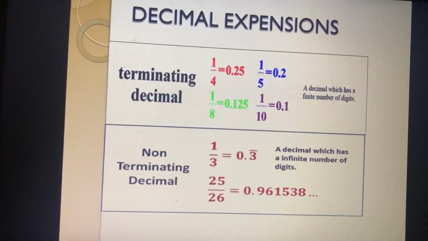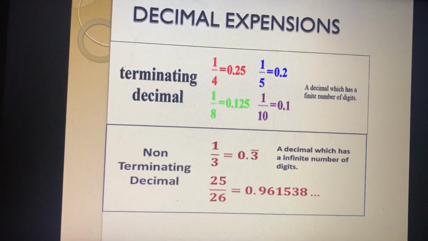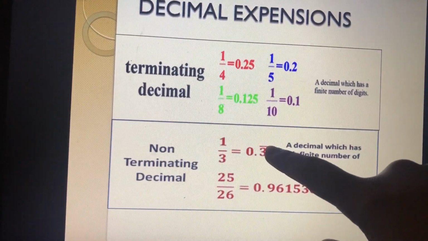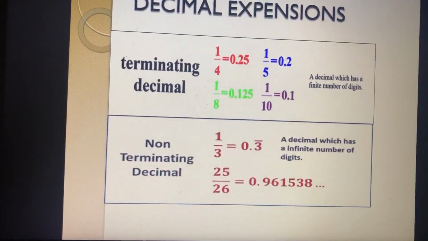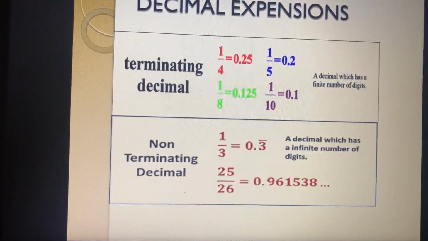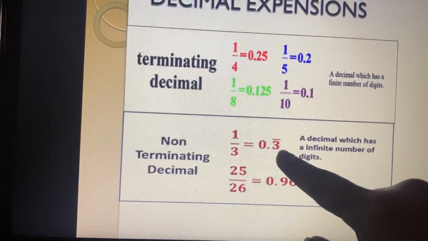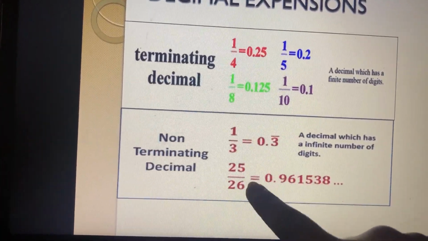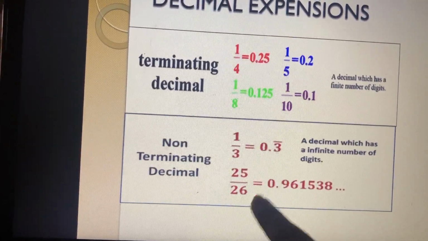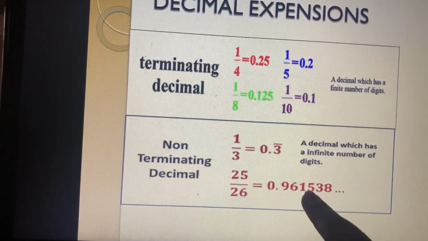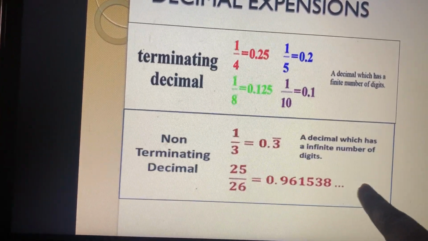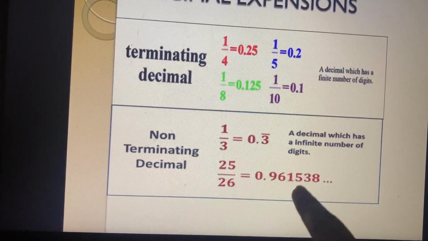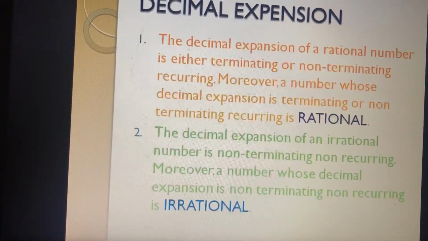Now comes the non-terminating decimal. If we divide 1 upon 3, we get the answer 0.3333. This bar means the 3 is repeating again and again. That is called non-terminating but repeating. Repeating means it is non-terminating and repeating. When we divide 25 upon 26, we get 0.961538 and so on. The digits are not repeated. That means this is non-terminating and non-repeating.